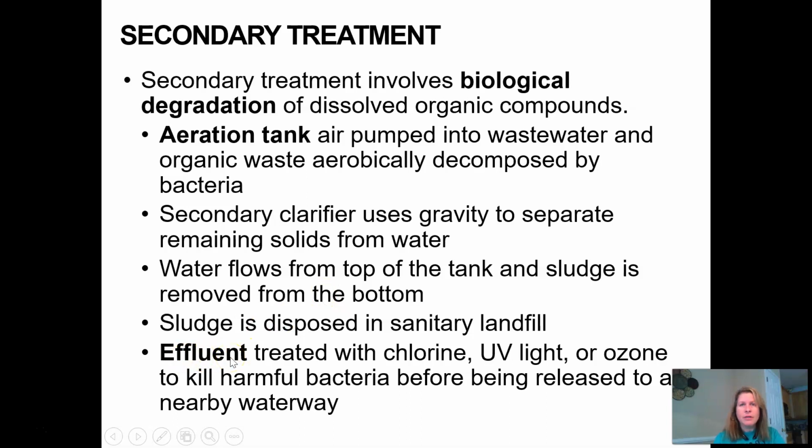And that effluent is going to be treated with chlorine, UV light, or ozone to kill any kind of harmful bacteria that might remain in the water.